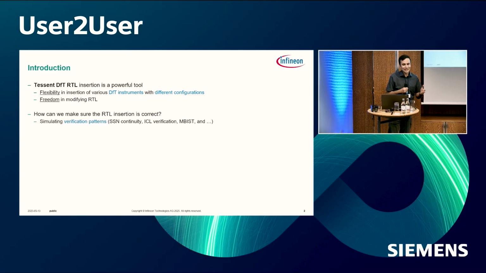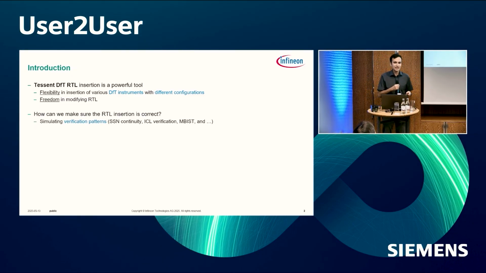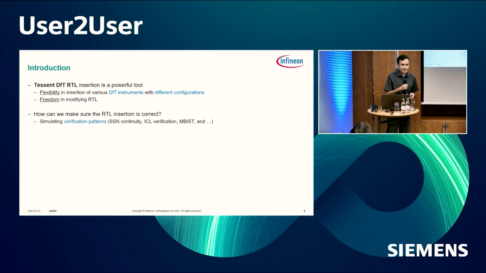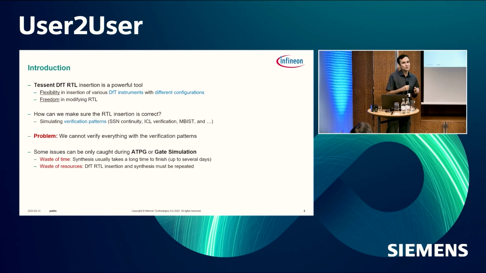However, with this flexibility and freedom also comes responsibility. We have to make sure what we did in the DFT RTL insertion is correct. Fortunately, Tessent already provides us with some verification patterns. For example, we have these IJTAG network patterns, SSN patterns, MBIST patterns, and we always simulate them. And based on that, to some extent, we can make sure that what we did during the DFT RTL insertion is correct. However, usually simulating these patterns at the RTL level is not enough to verify everything. There are some issues that you can only catch during the ATPG or even later during the gate simulation.